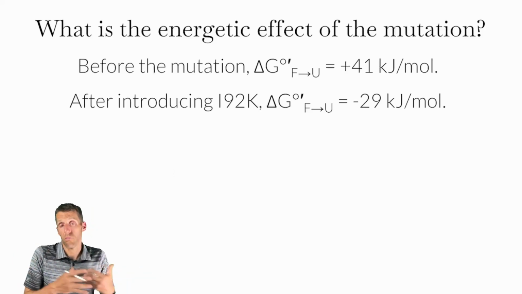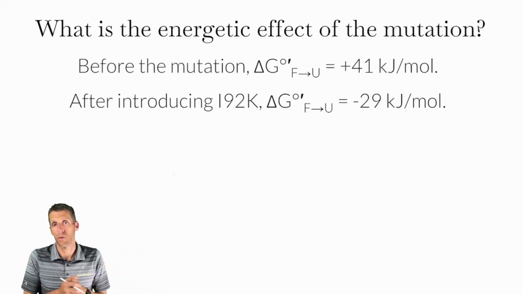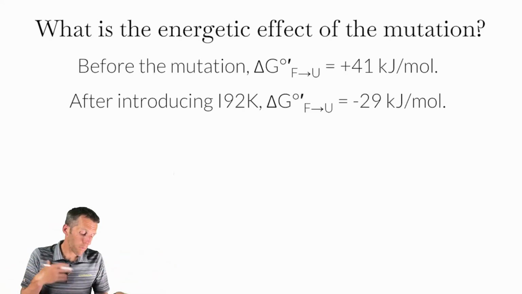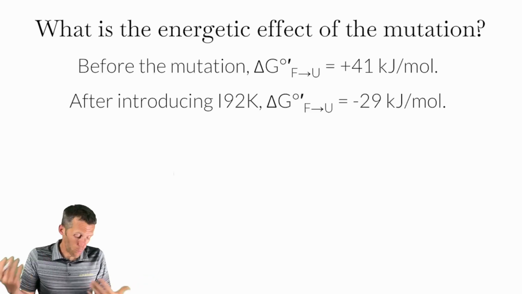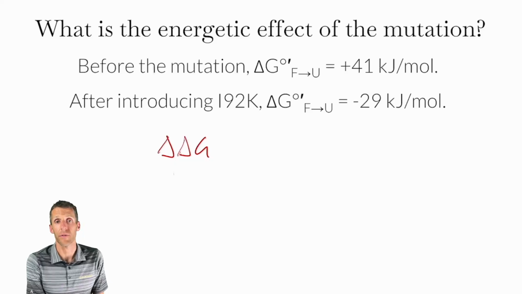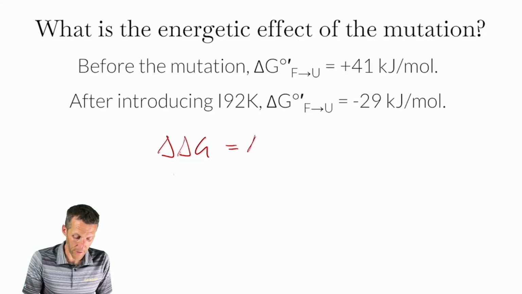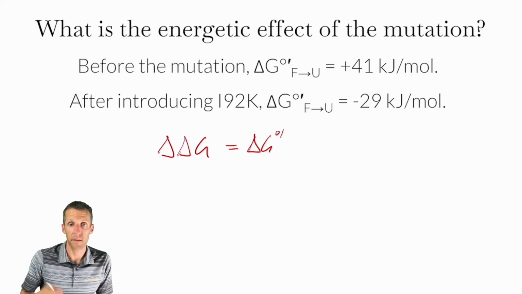So here's the numbers. Why don't you think about that for a second if it isn't obvious? How would you turn this into an energetic effect? So you can pause if you want. I'm assuming you paused. Let's unpause. So what we're going to do is calculate this number here, the delta delta G. Gotta love proliferations of delta G's. This is basically saying what is the difference in the delta G's.